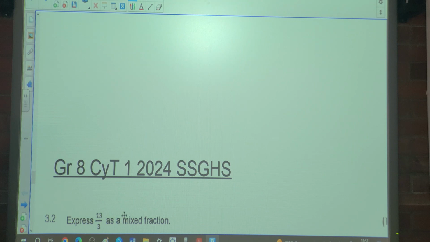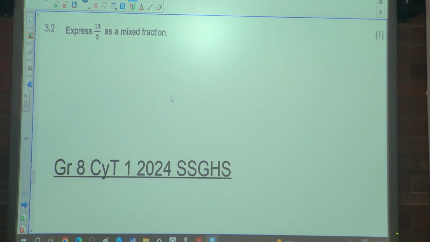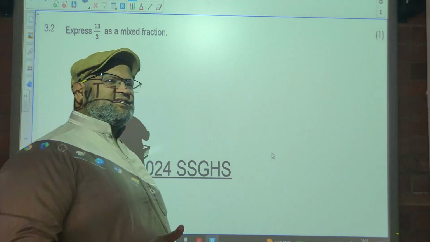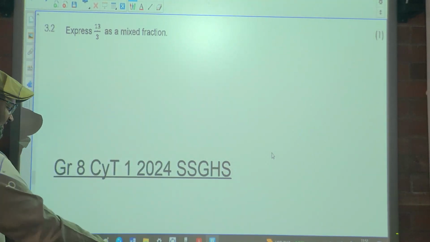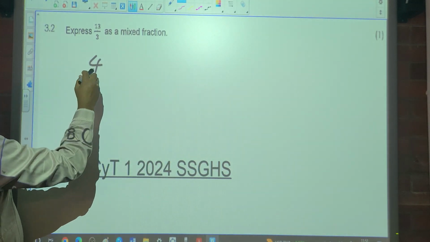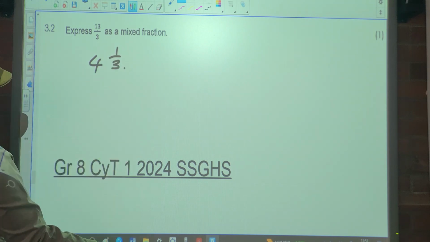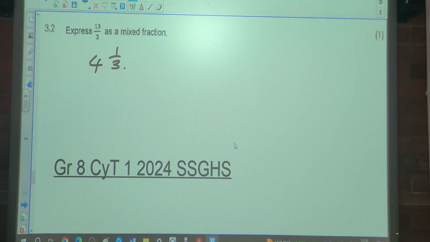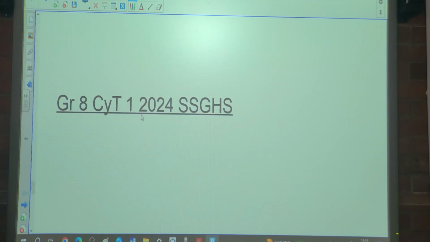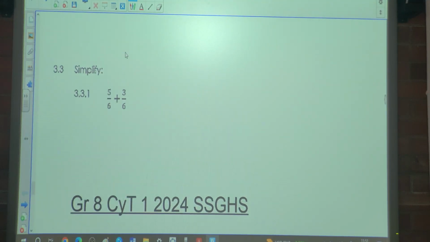The next one. Express 13/3 as a mixed fraction. So we ask ourselves, how many times is 3 going into 13? 4 times, which is 12, so it's 4. And how much remaining? 1. So it's going to be 1/3. So it's 4 1/3.